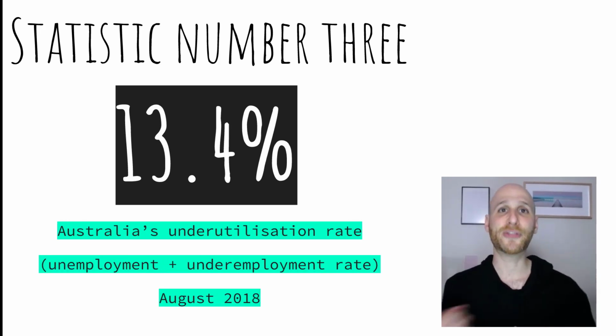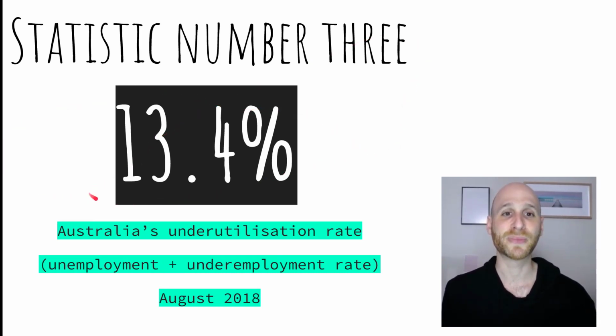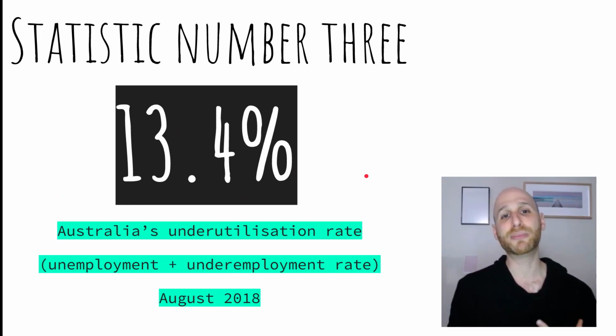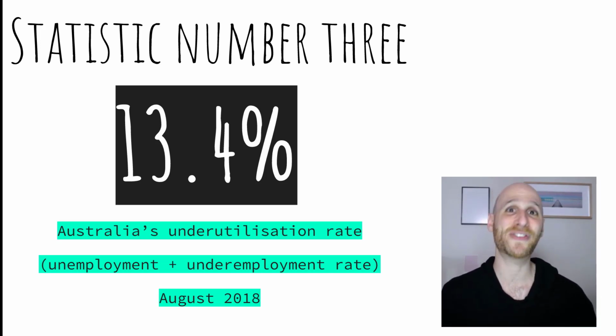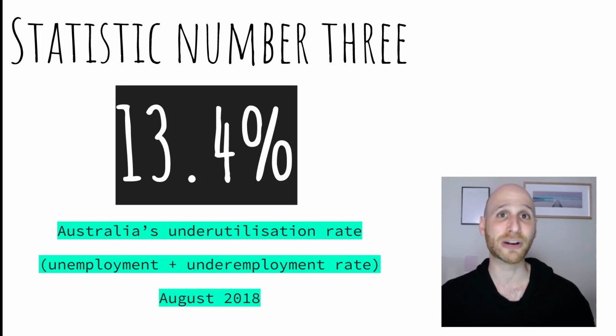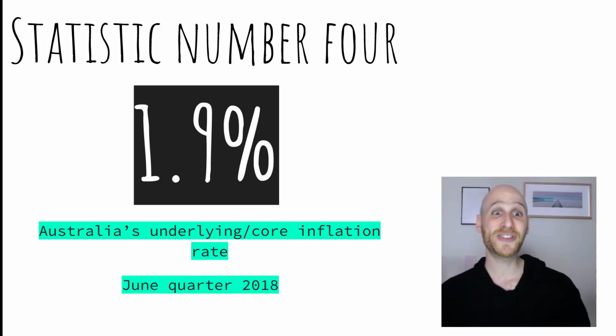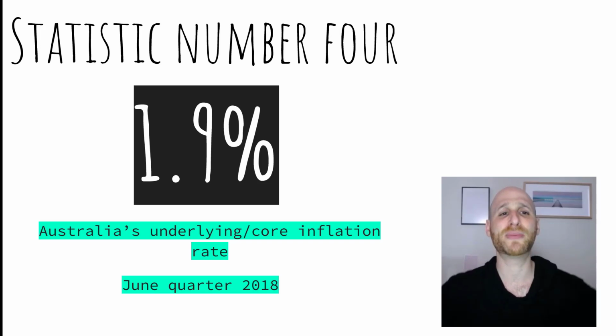Statistic number 3 is 13.4%. 13.4% is Australia's underutilisation rate. So that's unemployment plus underemployment. The key thing to remember here is this represents excess capacity, people that Australia could be using to boost aggregate supply.